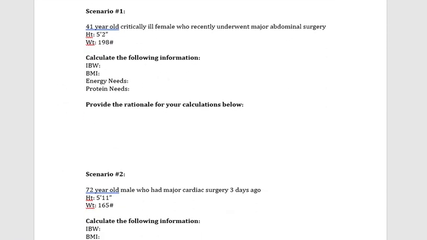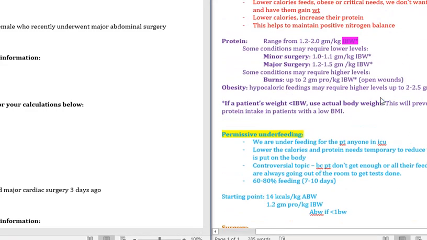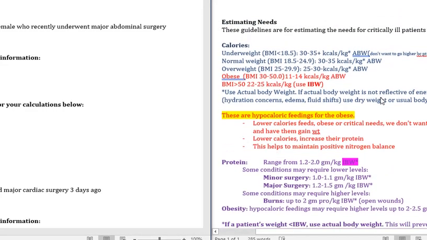Scenario: 41-year-old, critical, major abdominal surgery. She's 5'2", 190 pounds. Okay, so ideal body weight. She's a female, right? Yes, 100 plus 5 over 60. 110 pounds.